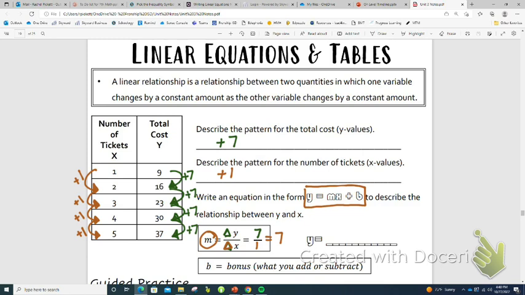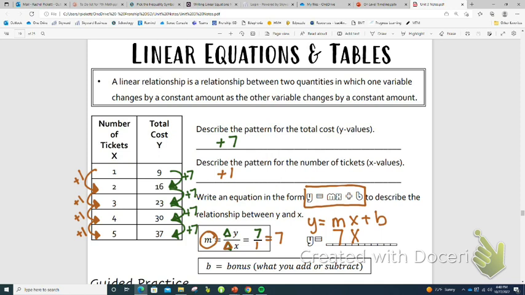So if my equation form is y equals mx plus b, my y and x are the same. I'm going to plug in 7 for m. And then b is the bonus number. It's what we have to add or subtract. So we're going to go back to our table again. m is right next to x, which means it's being multiplied. So we know that we're going to have to multiply x by 7.